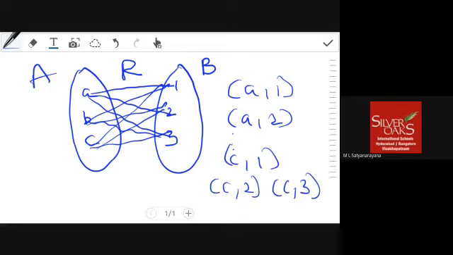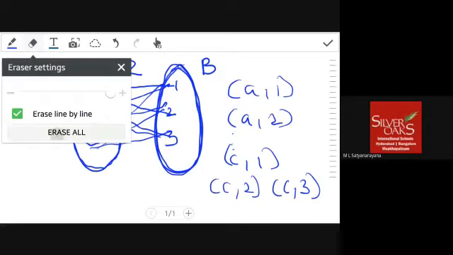Now the elements in set A are called domain, and the elements in set B are called codomain. This is about relation. Then our next concept is functions.